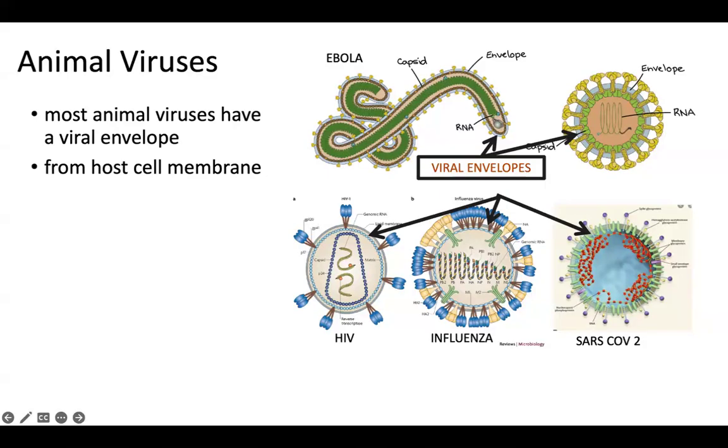Okay, so we went over how bacteriophages attach, replicate, and release from a cell. We're going to talk a little bit about animal viruses and how it works in animal viruses. You'll remember that in addition to the capsid and the genetic material, most animal viruses also have a viral envelope that is derived from the host cell membrane. Overall, animal viruses are more complex than bacteriophages.